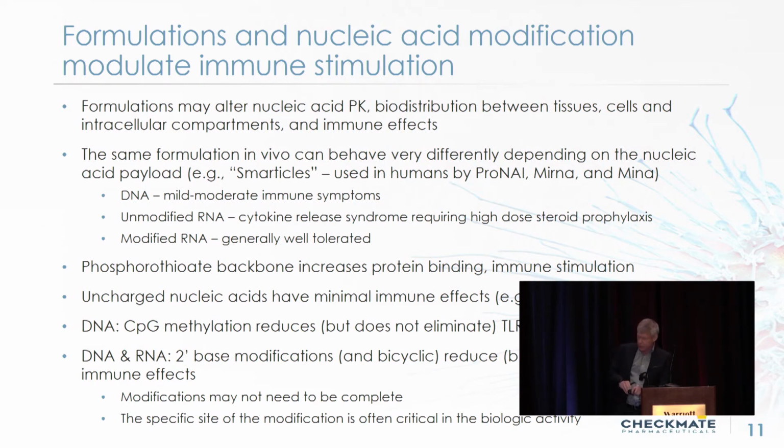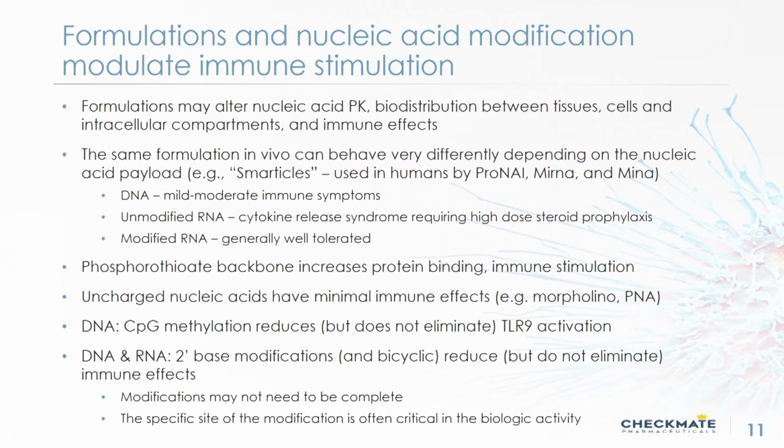Sebastian made the point, which I'm really glad that he made, that phosphorothioate DNA that does not contain any CpG can still activate TLR9. So I won't dwell on that. And then with the 2' modifications or the bicyclic modifications, those certainly reduce the immune effects of oligonucleotides, but again, they don't completely eliminate them.